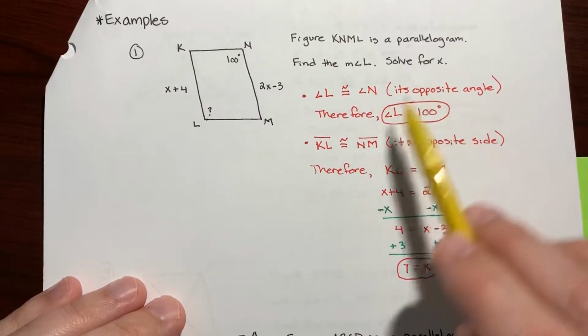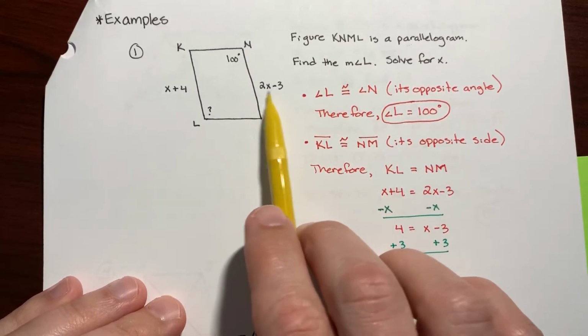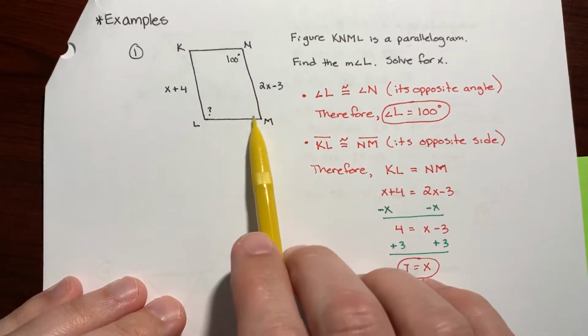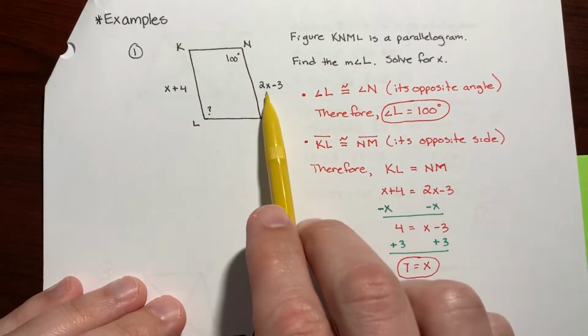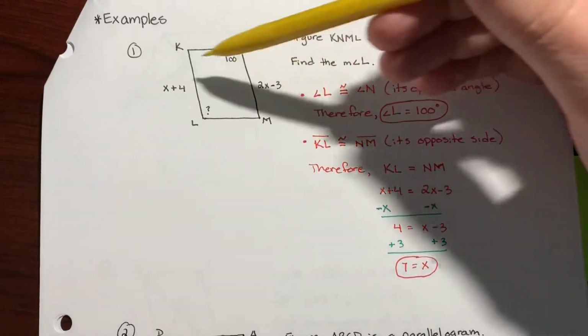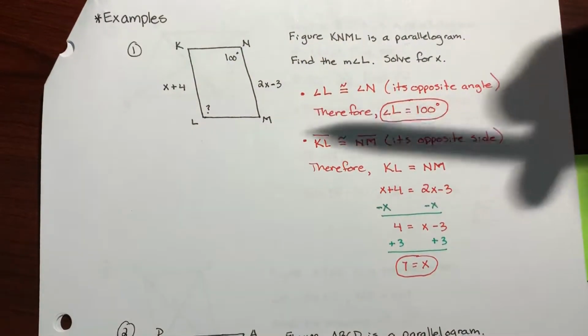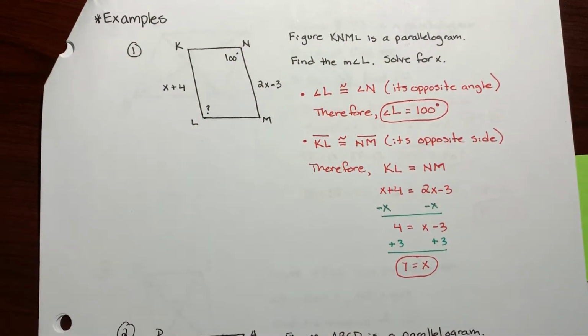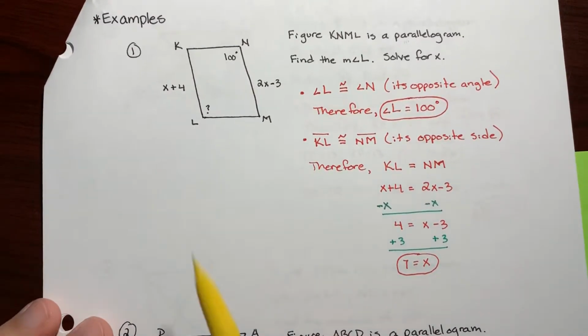The next thing was to solve for X. Okay, well, this is a side measure, not an angle. Angles are on the inside, side measures on the outside. So I've got this side and I've got this side. I know that these lines are parallel to each other, but what other information do we know about parallelograms? Opposite sides are congruent to each other. They're the same measure as each other. So this measurement is equal to that measurement.